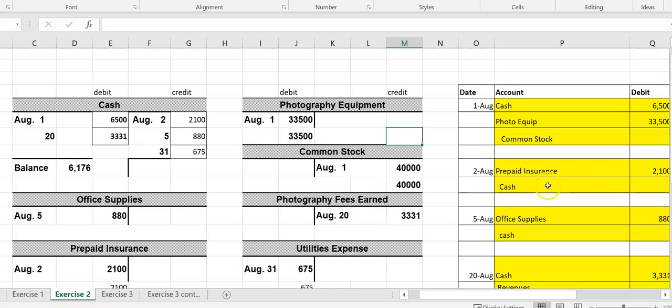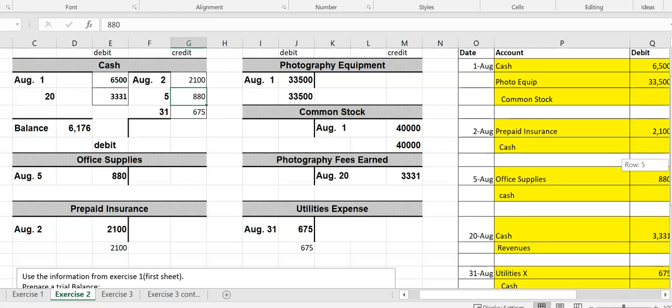Now, on August 2nd, you bought prepaid insurance. So that's a debit. So if you come down here, see August 2nd, here's our prepaid insurance account, $2,100. And we use cash, credit here on the credit side. So you've got a debit here, a credit here. August 5th, you bought office supplies, and that is a debit for $880 and a credit for $880.